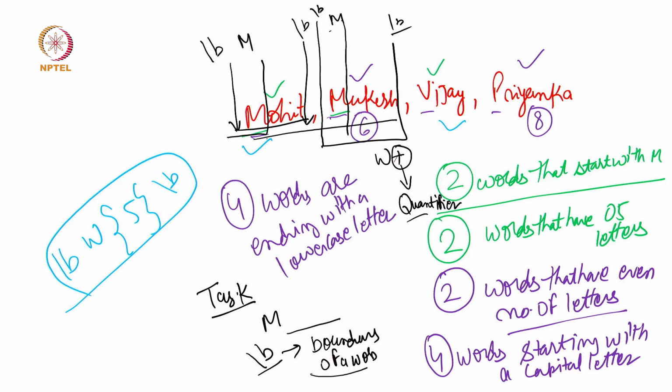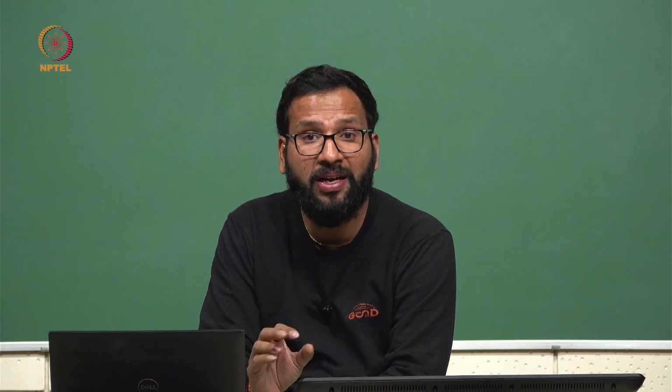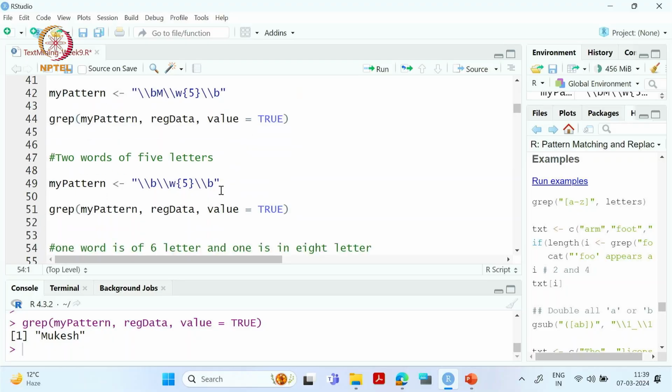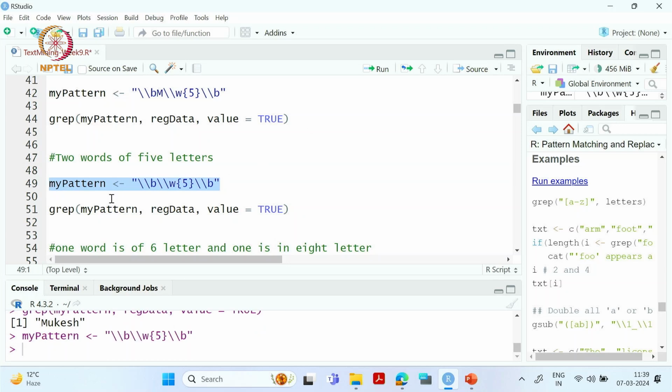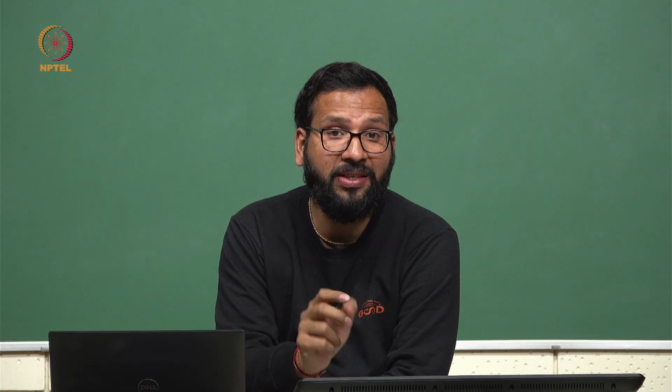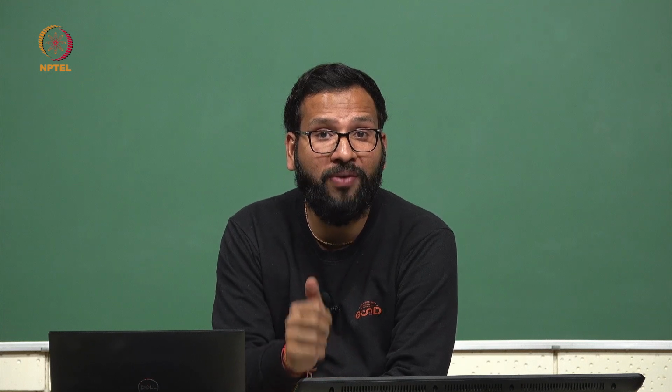So we'll see in R how we identify the words which have a length of 5 letters. This is our pattern, so we'll make a new pattern. Now if I call this, my output is Vijay and Mohit. So what it is showing here is that there are two words which have a length of 5 letters.